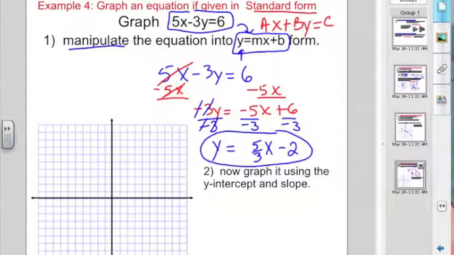I want to graph it. Easiest thing to do when you're graphing, since it's in this order, I look at my y-intercept. It's negative 2. Remember, that tells you where it crosses the y-axis. It crosses at negative 2. So I come down, I find negative 2, right about there.